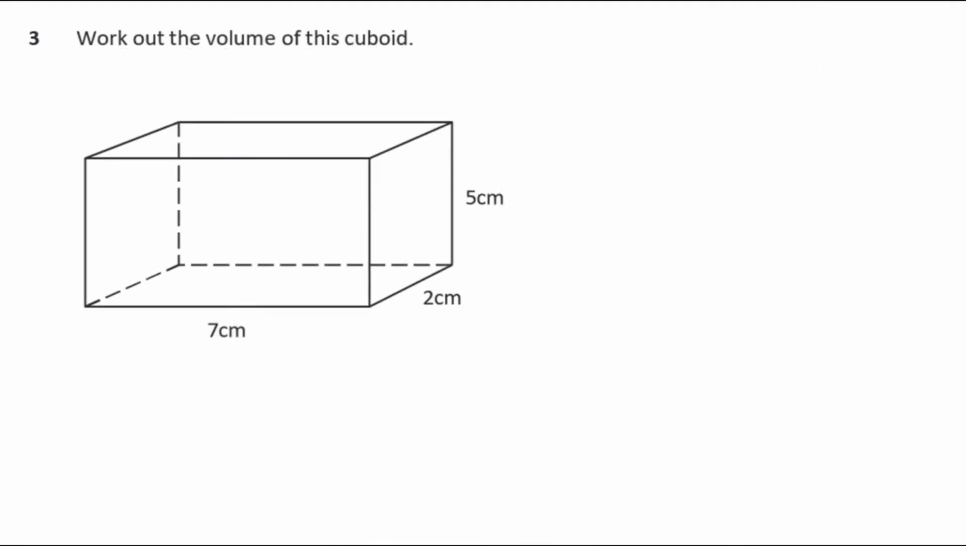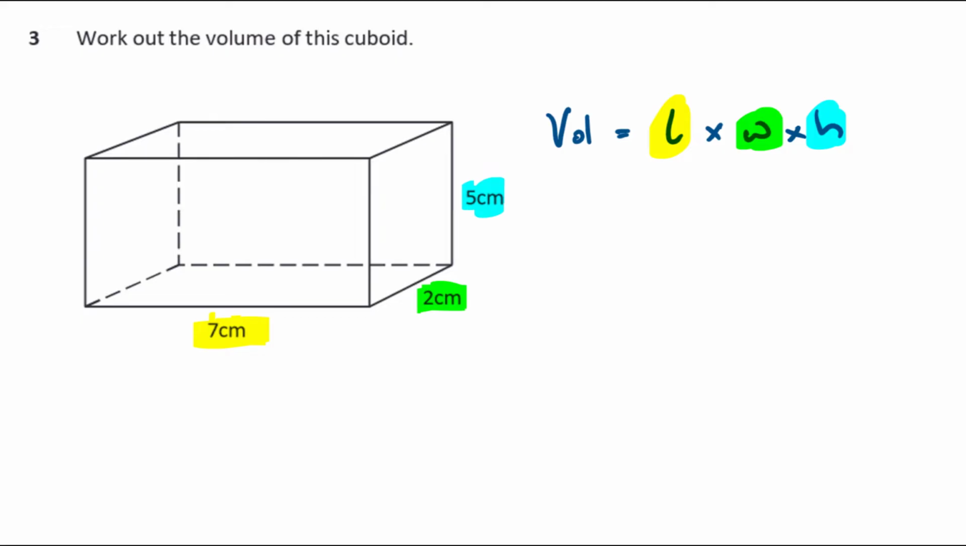Question 3, work out the volume of this cuboid. Okay, well the formula for the volume of a cuboid is just length times width times height, isn't it? So the length of my cuboid is going to be this one, my width is going to be this one, and my height is going to be this one here. I'm just going to sub those three values in. So that is 7 times 2 times 5. 7 2s are 14, times 5, that's 70, isn't it? 70 what? So that's centimeters times centimeters times centimeters. That is centimeters cubed. Okay, so 70 centimeters cubed.